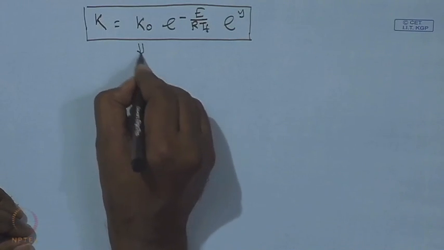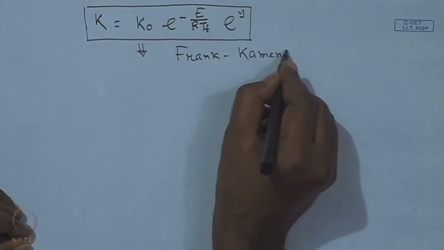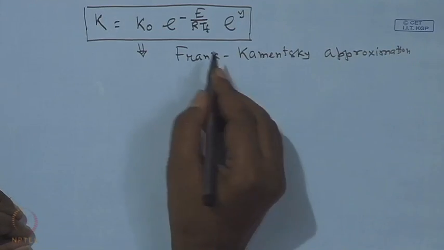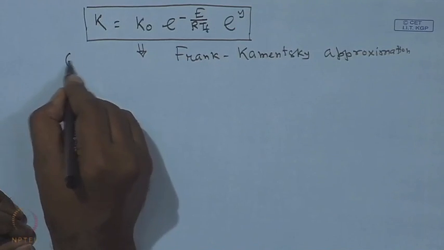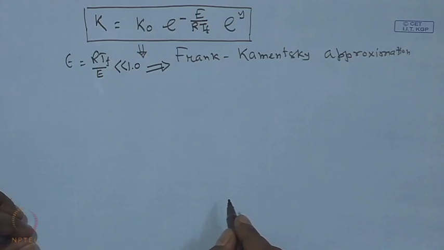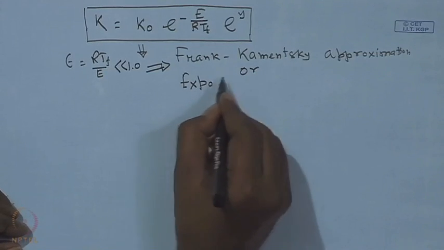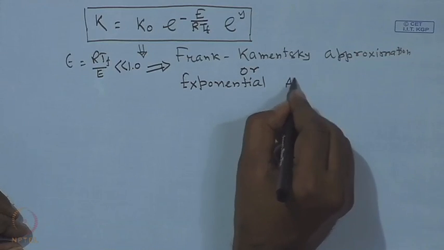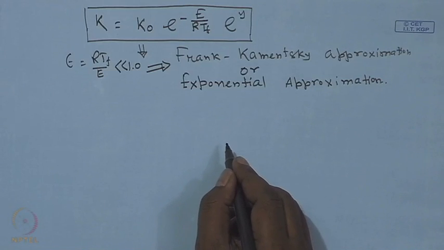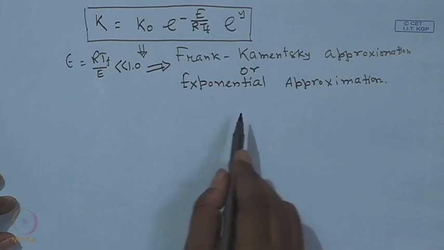This assumption is known as the Frank-Kamenetskii approximation, where epsilon equal to R Tf by E is extremely small. Since it is appearing in the exponential term, sometimes it is also known as the exponential approximation. Under the Frank-Kamenetskii approximation, we can reduce our mass balance equation and energy balance equation to a more amenable form.